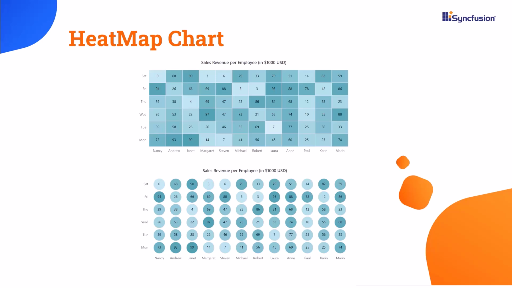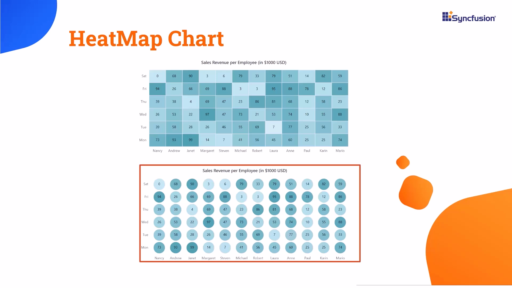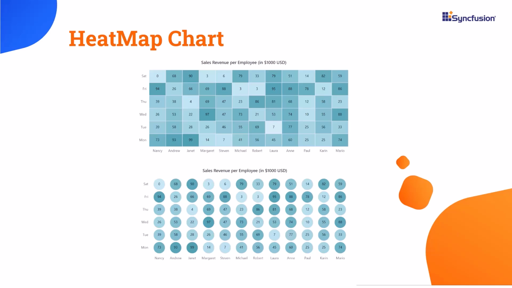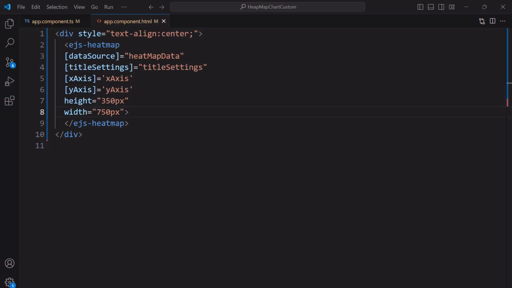In this video, I will show you how to customize the Syncfusion Angular HeatMap Chart component using bubbles. You will also explore the different types of bubbles supported. First, I open an existing Angular application where I have already added the Angular HeatMap Chart component with an array data source.